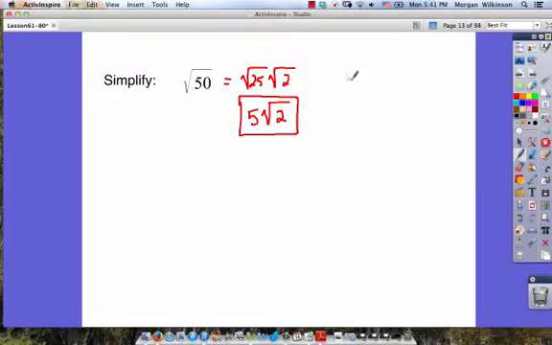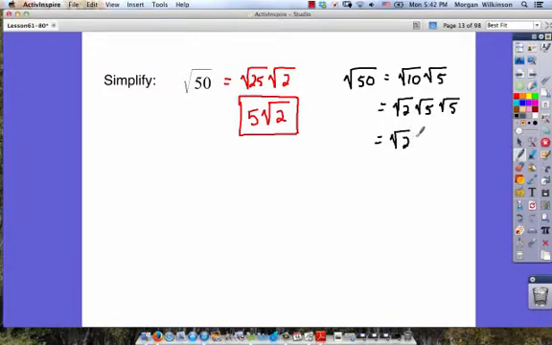Now, there's other ways we could have broken down the square root of 50. We could have said the square root of 10 times the square root of 5. If we did it this way, we'd then have to break down the square root of 10. The square root of 10 would be the square root of 2 times the square root of 5, and we've still got to multiply it by our original square root of 5. The square root of 5 times the square root of 5 gets us back to the square root of 25, which is 5, so we get 5 times the square root of 2.